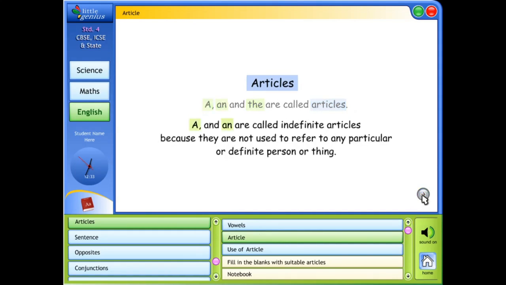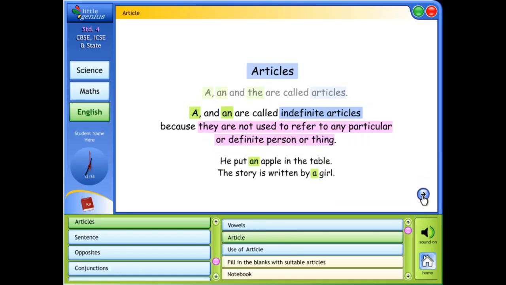A and an are called indefinite articles because they are not used to refer to any particular or definite person or thing. For example, he put an apple on the table. The story is written by a girl.